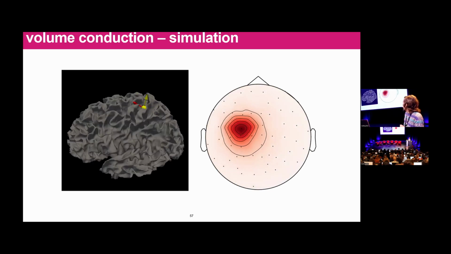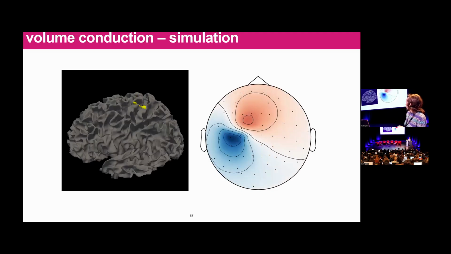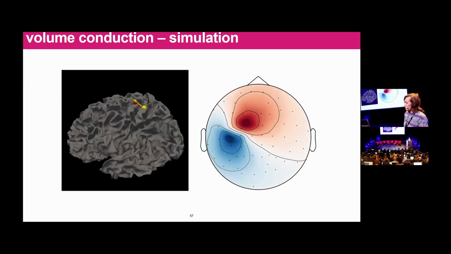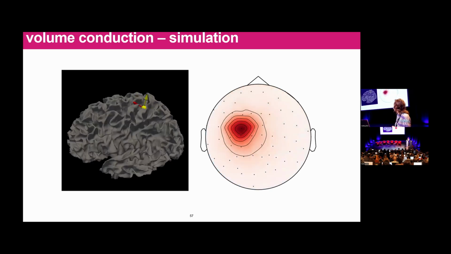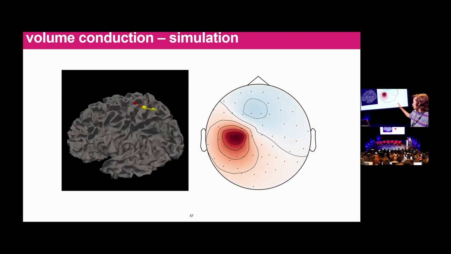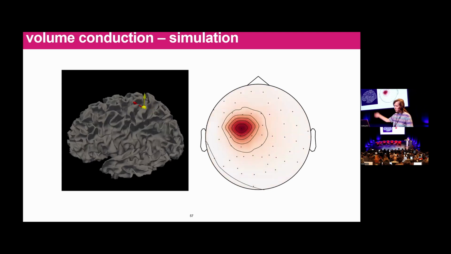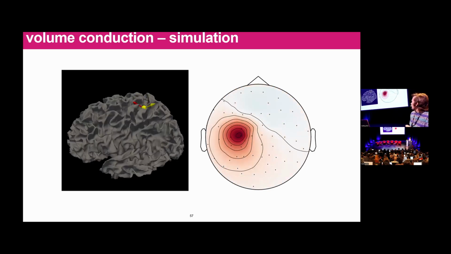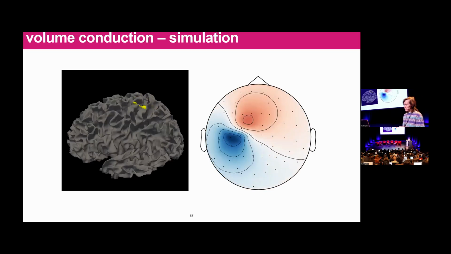So if you have activity like here, you will also notice it in channels that are over here, basically in the visual cortex a little bit, with a much smaller contribution, but there's definitely contribution. And for some orientations, you mostly have positive contributions, so only red. And for other orientations, you have basically a sign flip between neighboring channels.